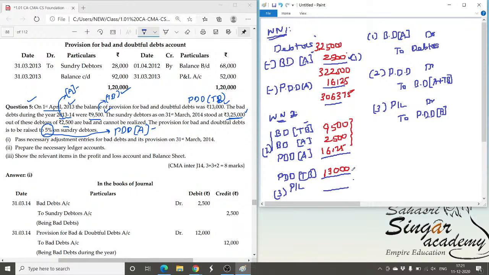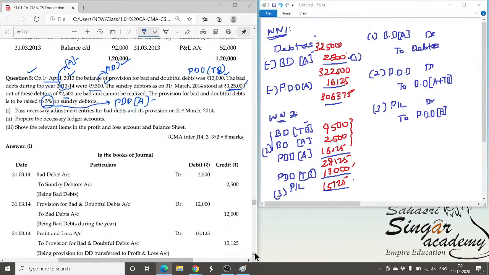So 9,500 plus 2,500 is 12,000 rupees. With that, 16,125 should also be added. So the total value here is 28,125 rupees. From this value, the provision already available for meeting these losses is 13,000 rupees. Now I'm going to subtract the existing provision from this value. So the final value to be debited in the P&L account is 15,125. I hope you could now understand all this part.